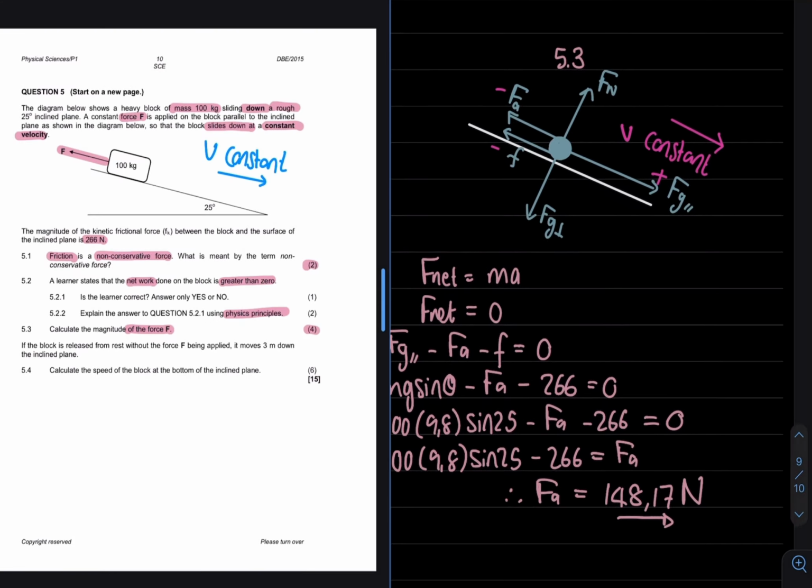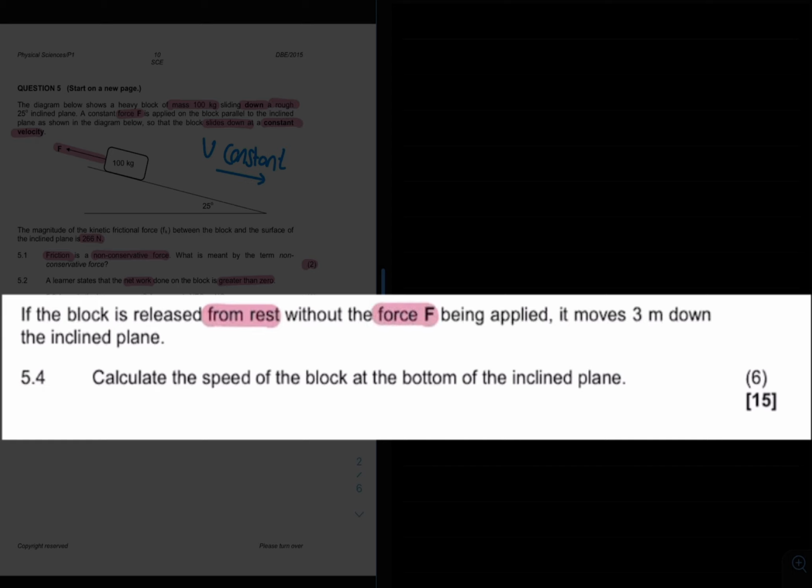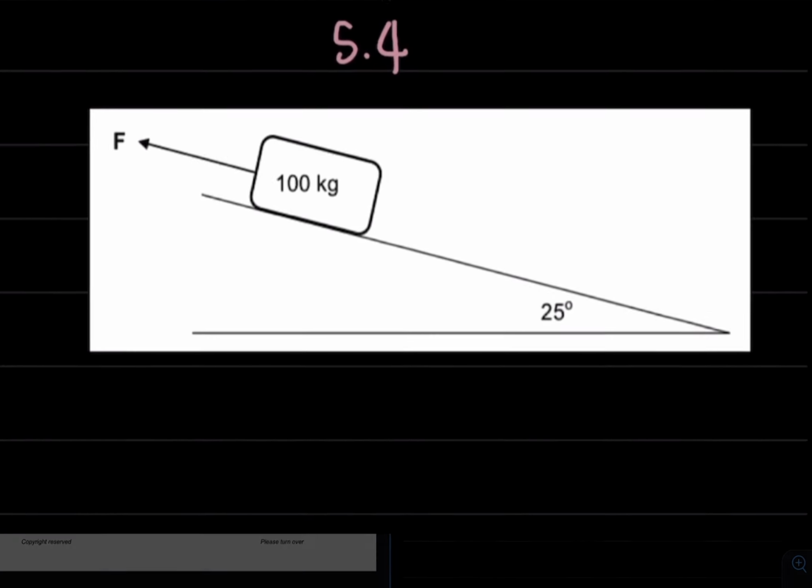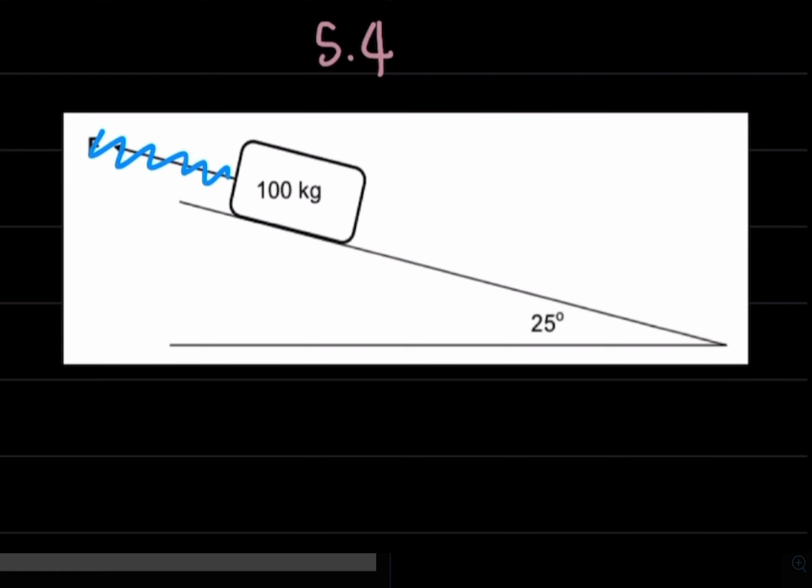In the next part, it says that if the block is released from rest without the force F being applied, it moves a total of 3 meters down the inclined plane. In 5.4, they ask, calculate the speed of the block at the bottom of the inclined plane for a total of 6 marks. Now in this part of the problem, we no longer have this applied force up the incline. We were told that the block was released from rest, therefore the initial velocity is equal to 0. And we are asked to calculate the final velocity at the bottom of the plane.